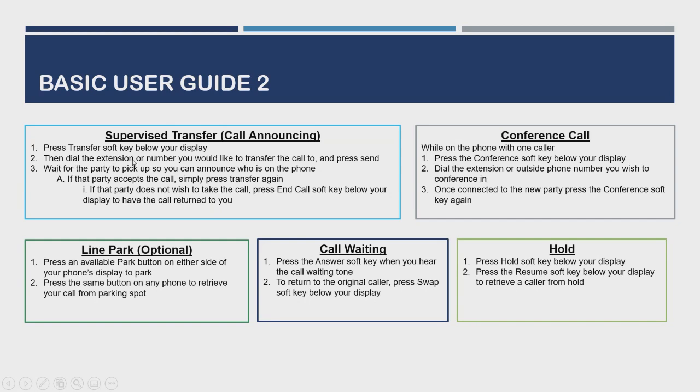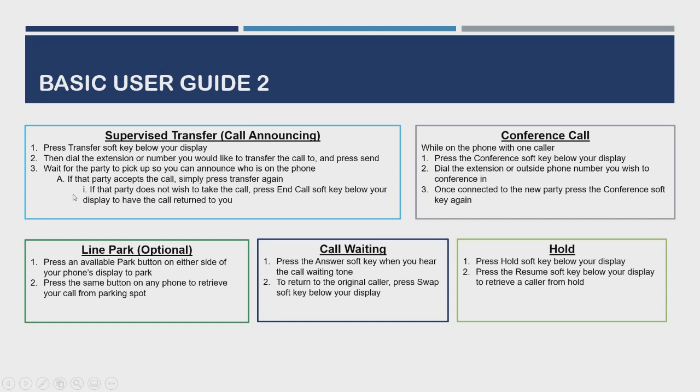You would then be prompted to dial the extension number or the outside number you wish to transfer the call to. So you input your number, then you press a soft key button called send. Caller is on hold. You're going to hear the ringing at the phone you transferred the call to. And when they pick up the call, then you're going to announce who it is on the phone. The party then, the person you're transferring to, has the option of either accepting or declining the phone call. If they accept the call, then you simply press transfer again, and the call goes through to that person. You can hang up and you're done.